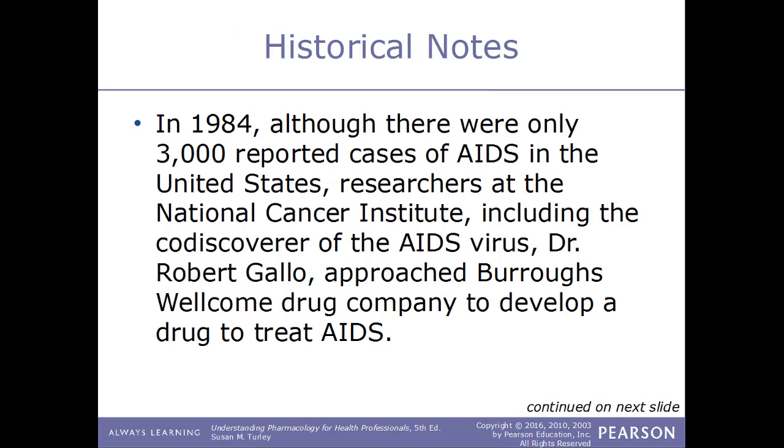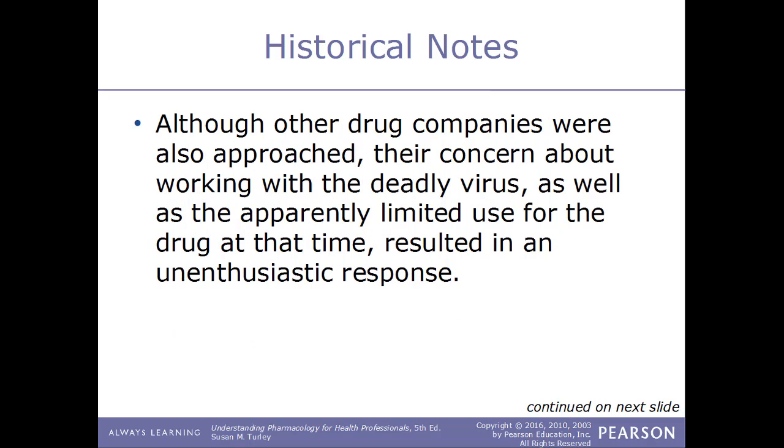Some historical notes about HIV and AIDS. In 1984, although there were only 3,000 reported cases of AIDS in the United States, researchers at the National Cancer Institute, including the co-discoverer of the virus, Dr. Robert Gallo, approached Burroughs Wellcome, a drug company, to develop a drug to treat AIDS. Although other drug companies were also approached, their concern about working with the deadly virus, as well as the apparently limited use for a drug at the time, resulted in an unenthusiastic response.